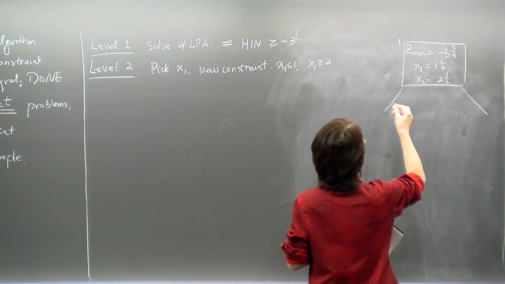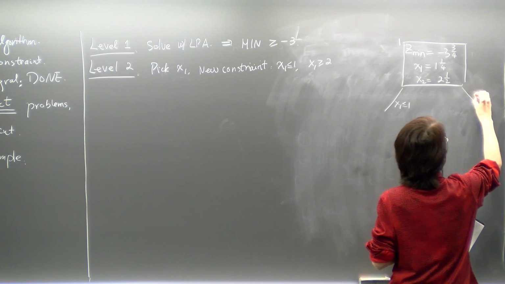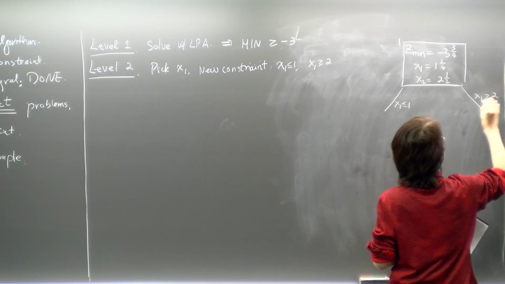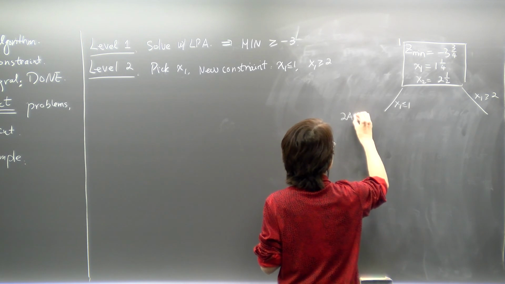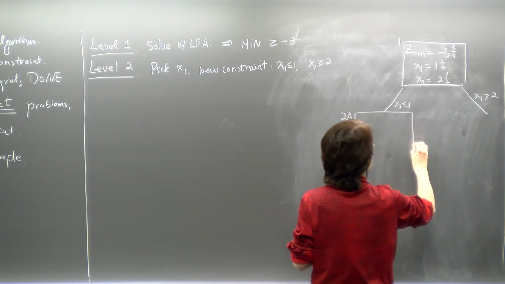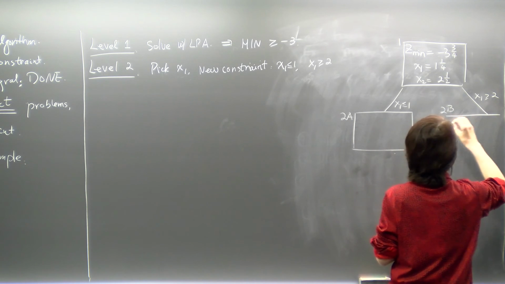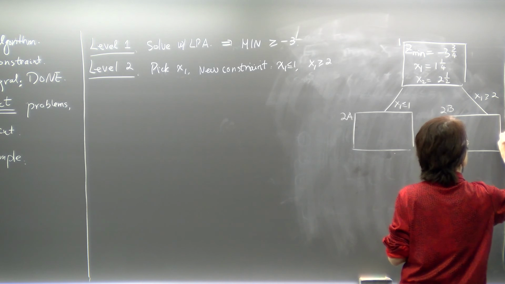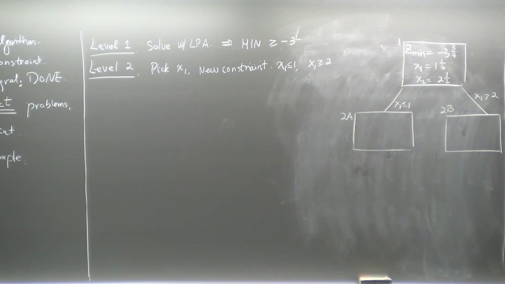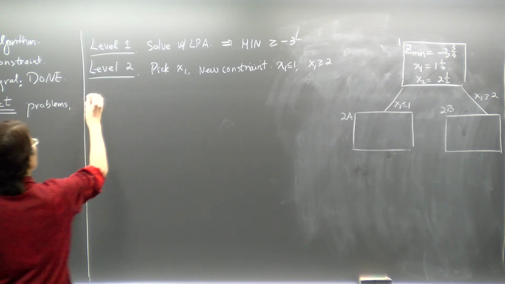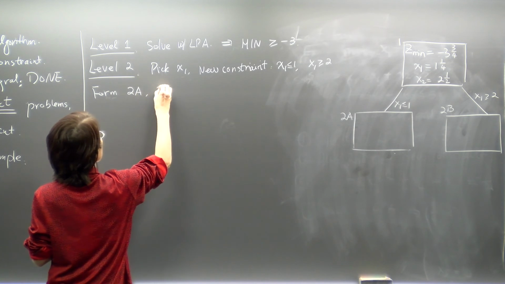Okay? So this will be, say, x1 less than 1 goes this way, x1 bigger than 2. So this will be my level 2. Let's say that's the problem 2a. I always split into 2 problems. All right? And that's my problem 2b. I will open it here. Okay, so form problem 2a and 2b.